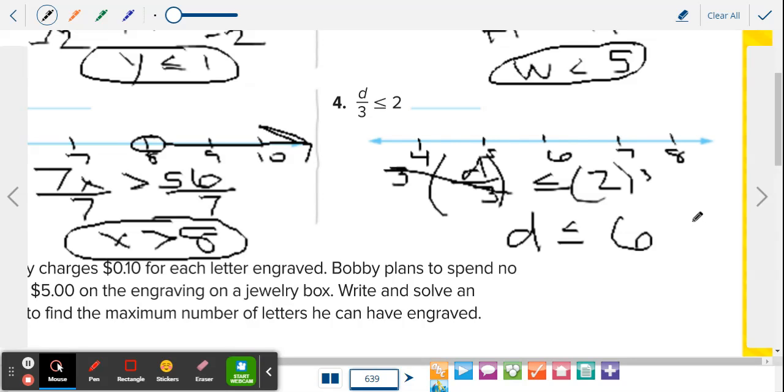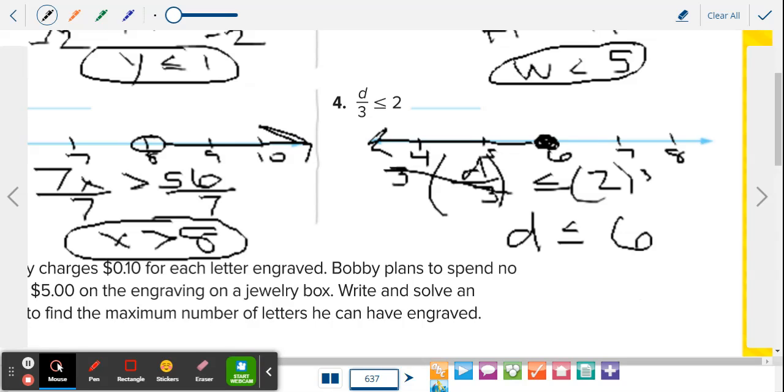Okay, is this one going to be a circle or a dot? That is a dot because it can equal 6 as well. And left or right? To the left. Okay, any questions on those two? That's just multiplication or division.